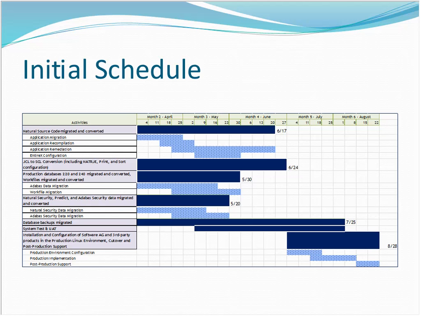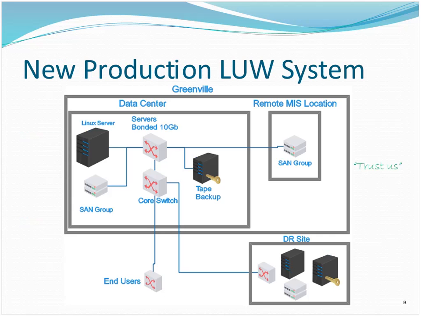So what was the new world going to actually look like? Well, in our Greenville data center, we would have a Linux server to run Red Hat. Again, we chose Red Hat Enterprise Linux. That was Software AG's recommendation. And we would have a nice high-speed network with a small group of SANs to store all the data. We would still have a tape backup system.